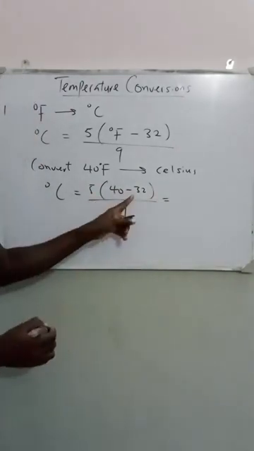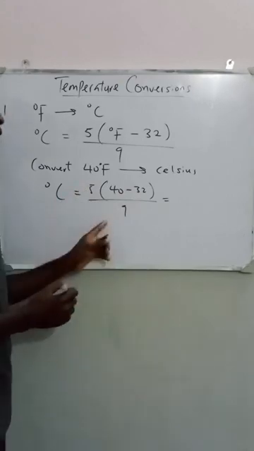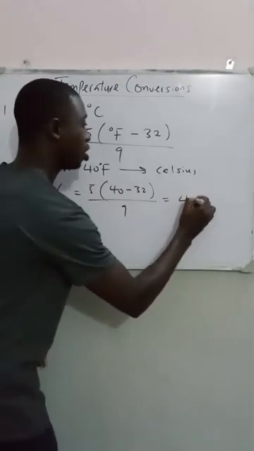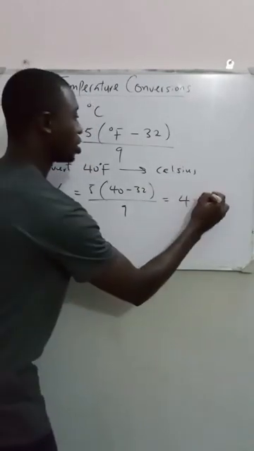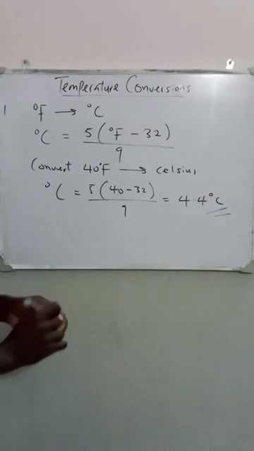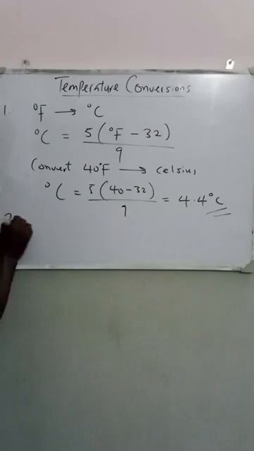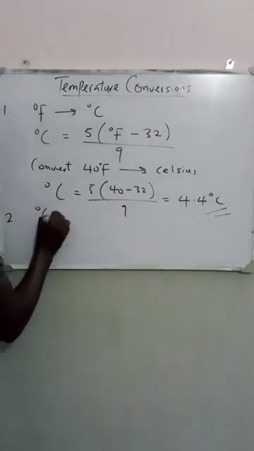So 40 minus 32 is 8. 8 times 5 is 40. 40 divided by 9 will give us 4.4 degrees Celsius. And that's our final answer. That's how to convert from Fahrenheit to Celsius. Similarly, I can also convert from Celsius to Fahrenheit.